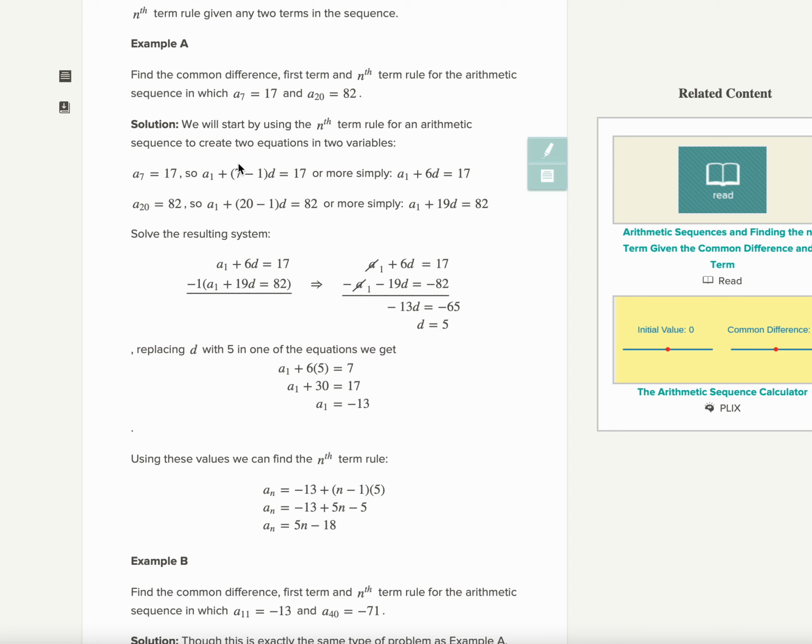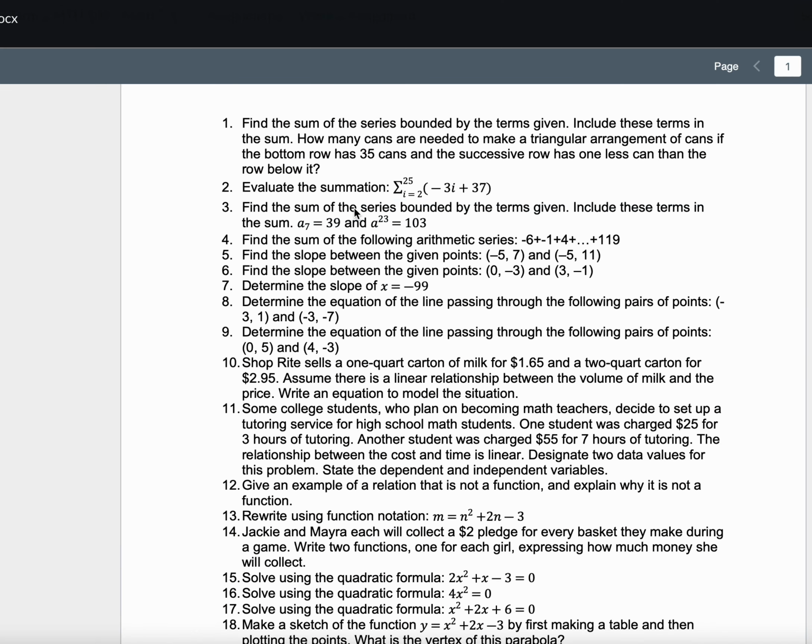I'll walk you through number 3 in the assignment, but looking at the reading that's been assigned in CK12, because there's a problem just like number 3 in the reading. It's asking me to find the common difference, the first term, and the nth term for the arithmetic sequence where A7 equals 17 and A20 equals 82. The only difference here is that they're asking for the sum given those terms.